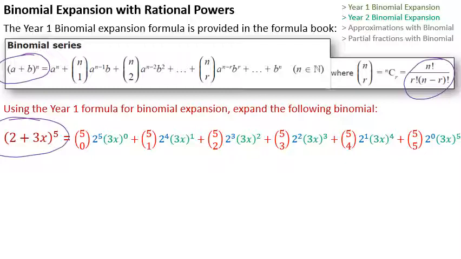The reason I've put that 3x in brackets is because it makes a big difference. 3x to the 1, sure, it's exactly the same thing as 3x. But 3x in a bracket squared is not the same as 3x squared. 3x in a bracket squared means 3x times 3x, which gives us 9x squared.